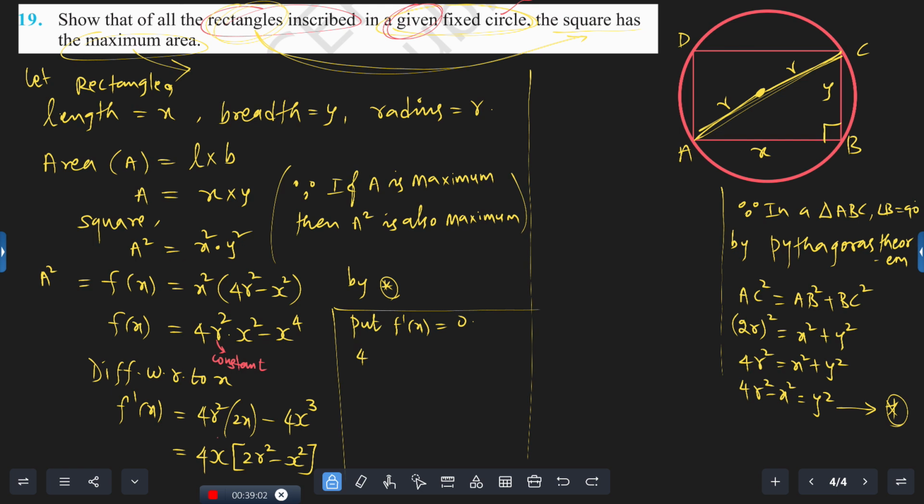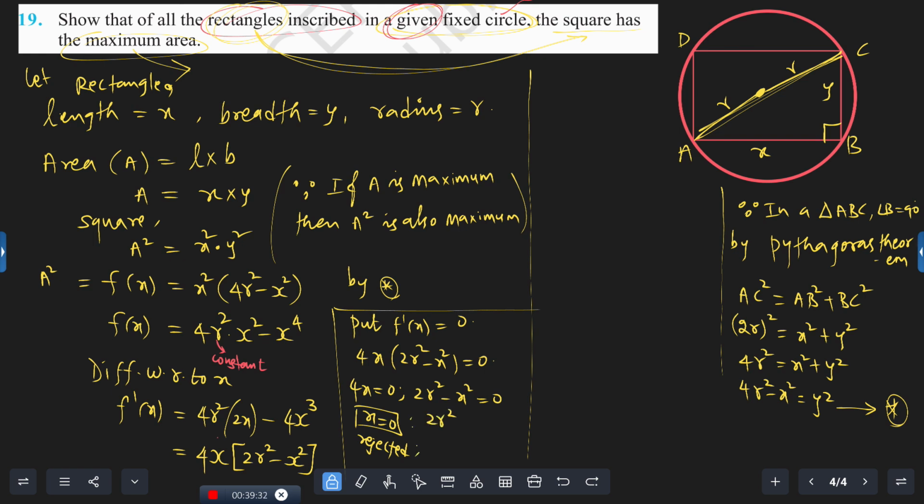When you put it equal to 0, what I am getting is 2 times of r square minus x square equal to 0. Then 4 times x is equal to 0, so x is equal to 0 you will be getting. 0 is rejected because if you take 0 now, we cannot form a rectangle here. Rectangle not formed.